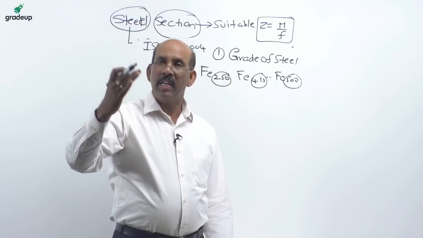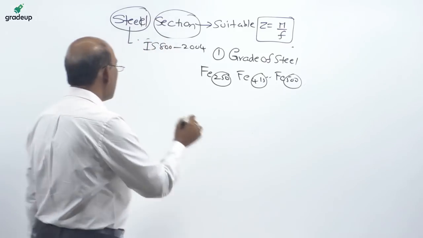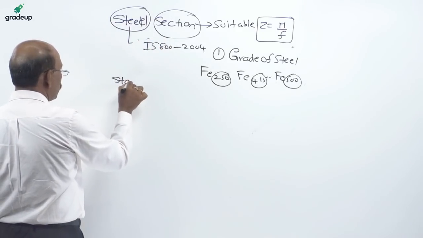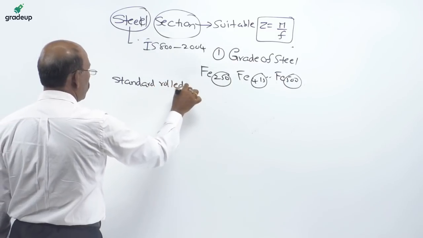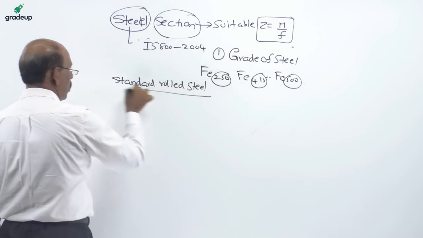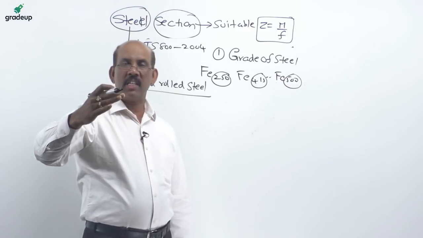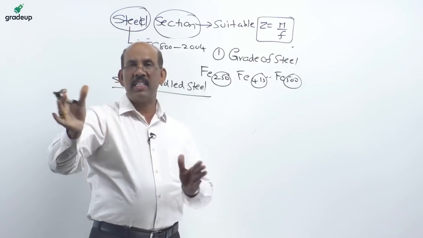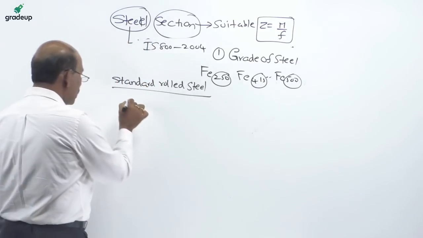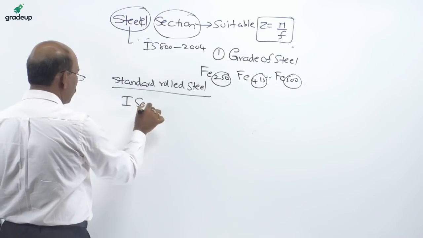And coming to the shape of the sections, the standard rolled steel sections, coming into steel design, the different types of sections which we are going to use and the designation of these sections. For example, you can take an I section.